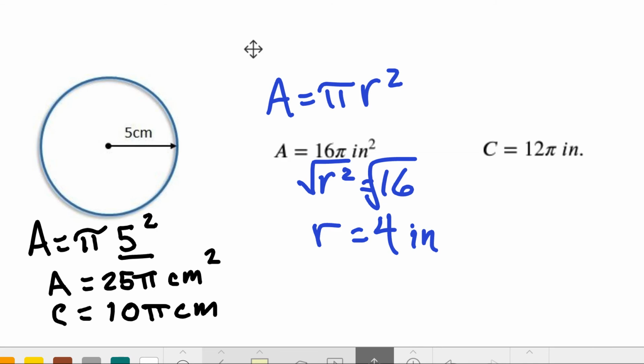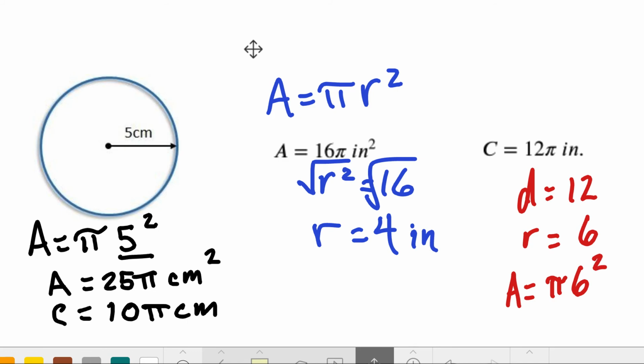And now for the last circle question, we have that the circumference was 12 pi inches, and we wanted to figure out what is the area. So first thing we can do, in order to use the formula for area, which is pi r squared, we need to find the radius. If we know that the circumference is equal to 12 pi, we know that the diameter is equal to 12. If we know the diameter equals 12, we can figure out that the radius equals 6. And if we know that the radius equals 6, then we can calculate the area by doing pi times 6 squared. So our area equals 36 pi, and then that unit is important, inches squared.